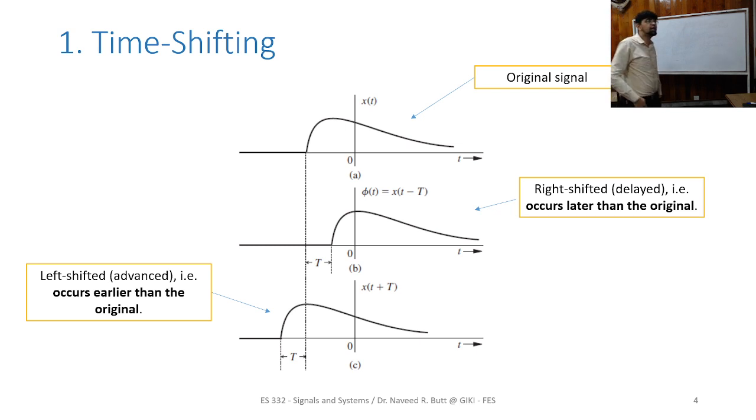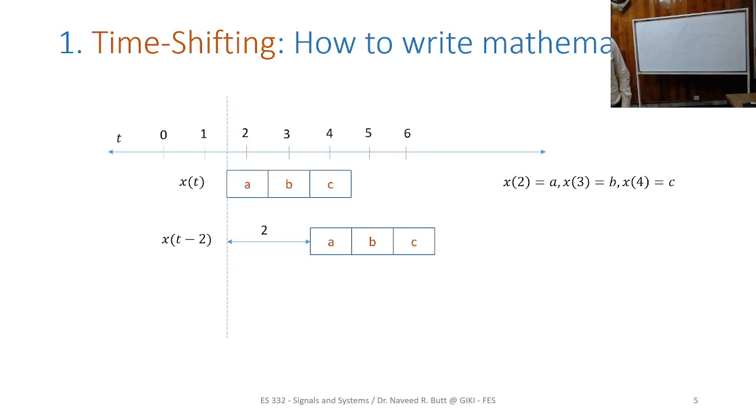Now if you delay it, x(t minus T), it goes to the right. And if you advance it, x(t plus T), here the assumption is that capital T is positive. If you put a negative capital T here, then the two will get reversed. So now right shifted occurs later than the original, left shifted occurs earlier than the original. And it's very easy to show that it's actually t minus 2.